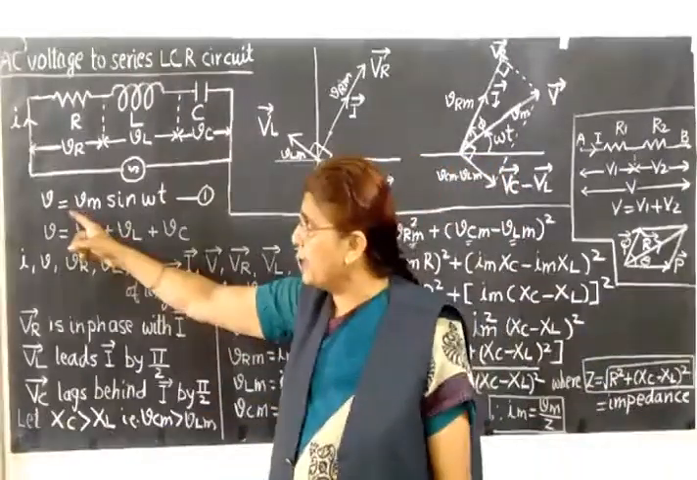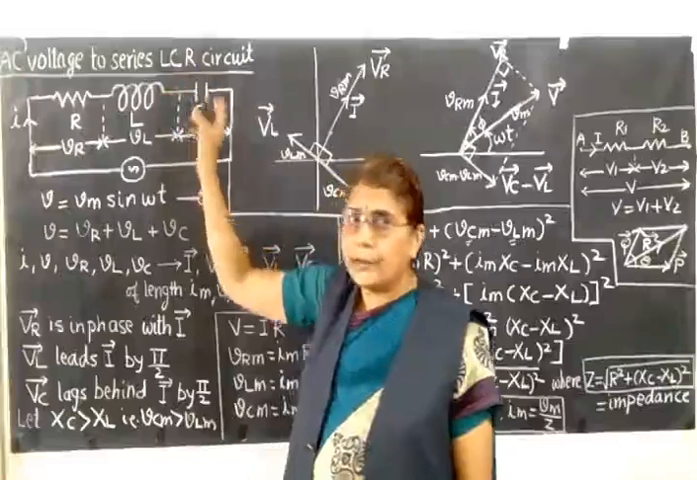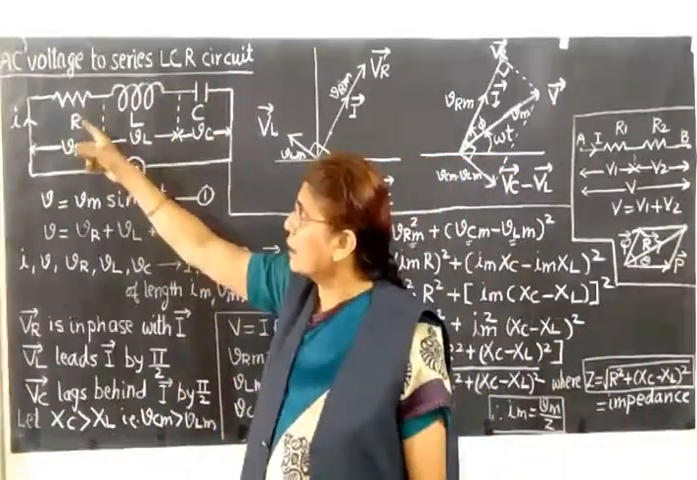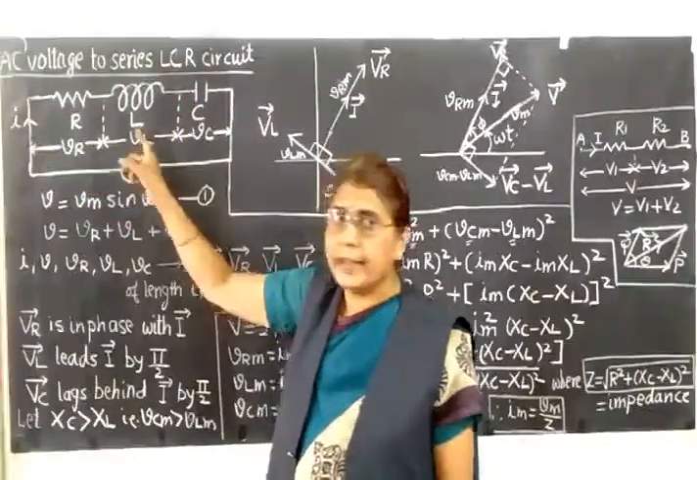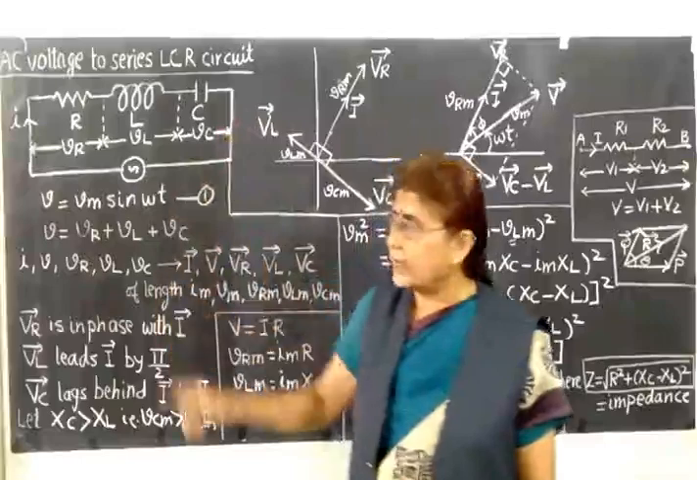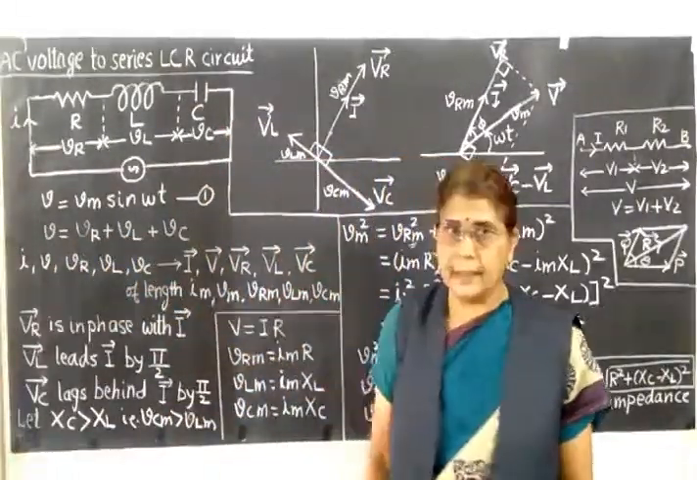The applied voltage V is given as Vm sin omega t. The same current I flows through each component, and the respective voltages across R, L and C are VR, VL and VC. Now the applied voltage divides into these three voltages. So the applied voltage V is equal to VR plus VL plus VC.